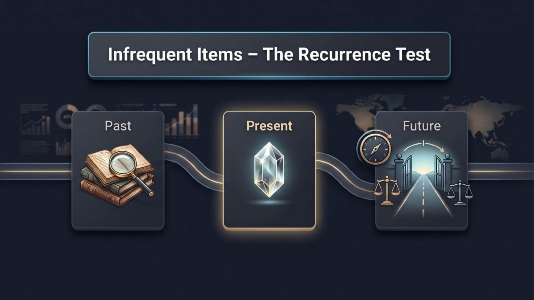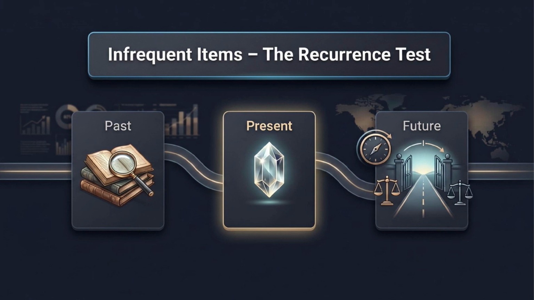Infrequency of occurrence is a separate test. Here the question is not what kind of item is it, the question is how often is it expected to happen. An item is infrequent if it is not reasonably expected to recur in the foreseeable future based on the entity's environment and facts. Past history, current business plans, market conditions, and industry conditions all matter.